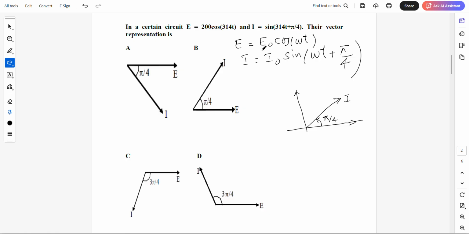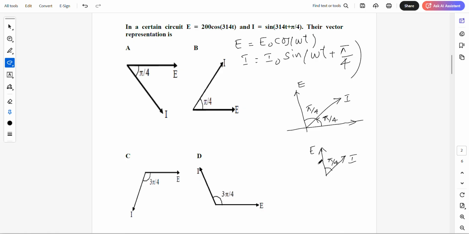Now what about E? E is equal to E naught cos of omega t. Where exactly will it be? E will be here only. Now, if this is pi by 4, that is 45 degree, this angle will also be pi by 4. Now see here, this is E and this is I. E is leading by an angle pi by 4, or I is lagging by an angle pi by 4.